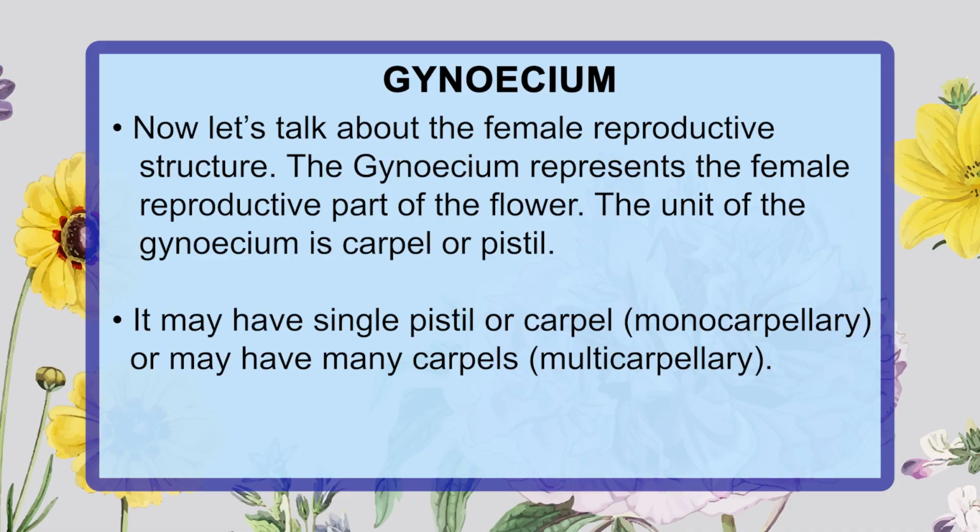Now, let us talk about the female reproductive structure. The gynoecium represents the female reproductive part of the flower. The unit of the gynoecium is carpel or pistil. It may have single pistil or carpel, monocarpellary, or may have many carpels, thus called multicarpellary.